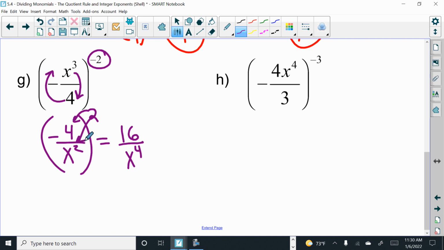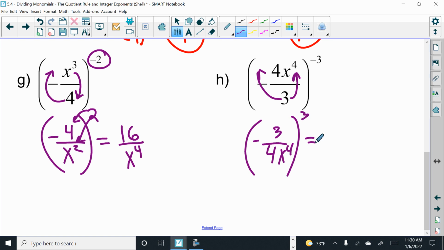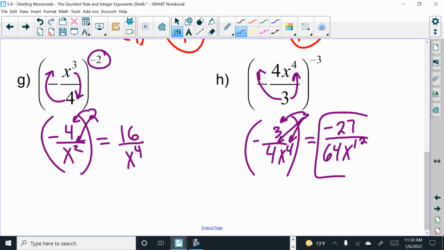Negative 4x to the 4th divided by 3 raised to the negative 3 power. I'm going to flip it to make the outside exponent positive, and then I'm going to distribute the outside exponent to all the inside exponents. So negative 3 cubed is negative 27. Over 4 cubed is 64. X to the 4th raised to the 3rd power is x to the 12th. Not too bad, right, guys?